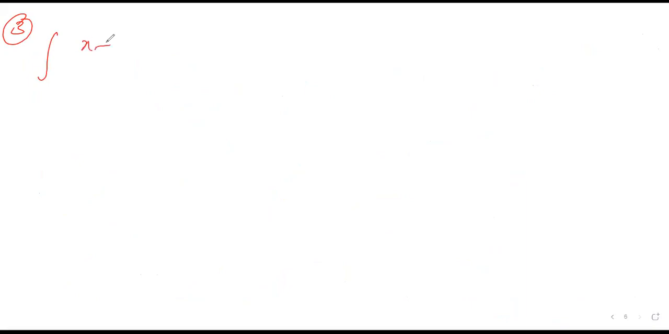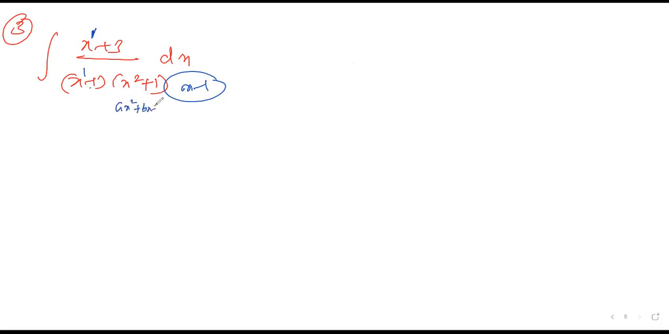Integration of x plus 3 by x minus 1 into x square plus 1, dx. So similar, this looks like a model number. This is x power, x cube, this is model 1 only. Splitting the terms is a little important. This is ax minus 1 only, but this looks like the ax square plus bx plus c model.